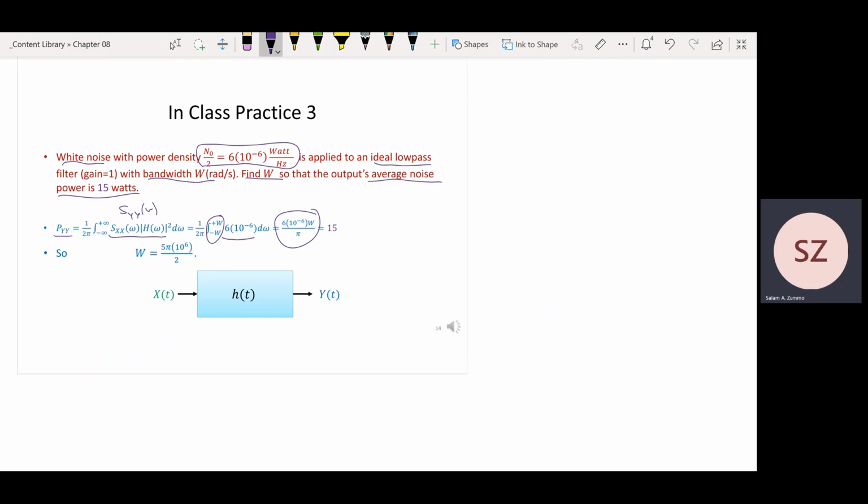Now you want this to be equal to 15 watts. So find W, which is this. This is the value of the ideal low pass filter bandwidth such that the output power is 15. And you can think about different questions that can come out of the same source. Okay?